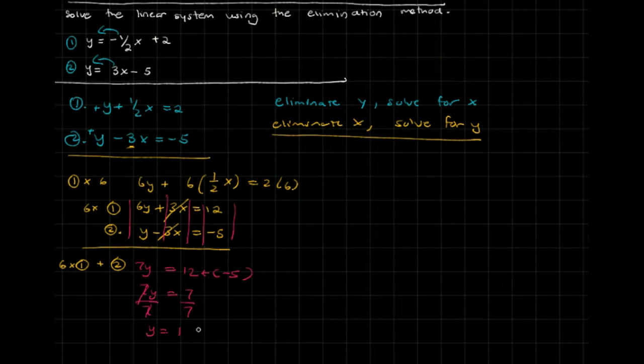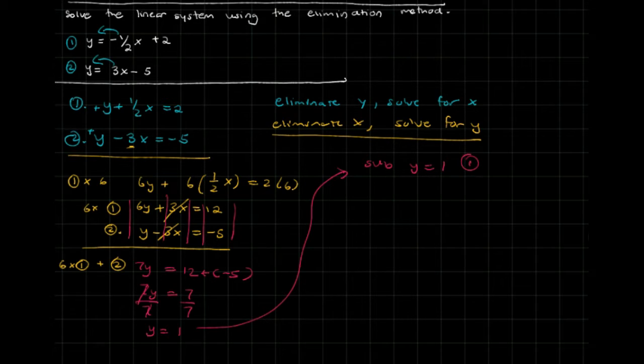Now that you know that y is equal to 1, if you want to solve for x, substitute y is equal to 1, and let's plug it into equation 1, right? And you basically get y is equal to negative 1/2. Whoops.